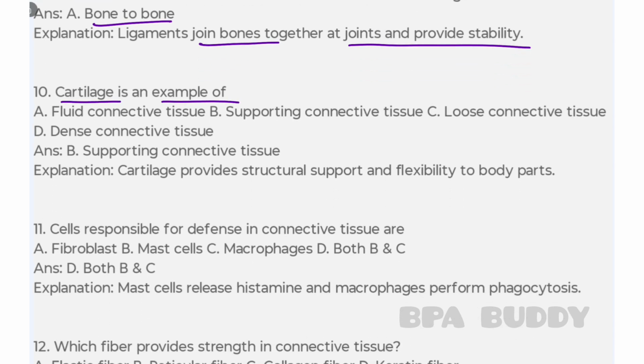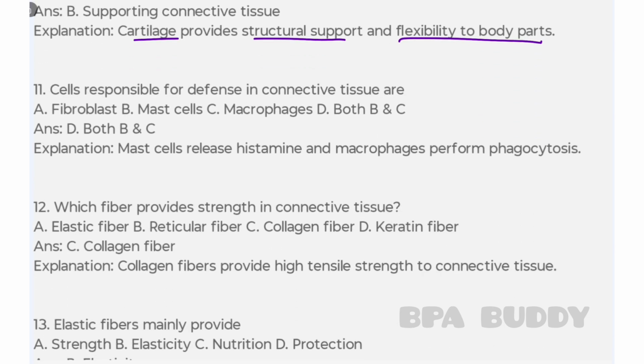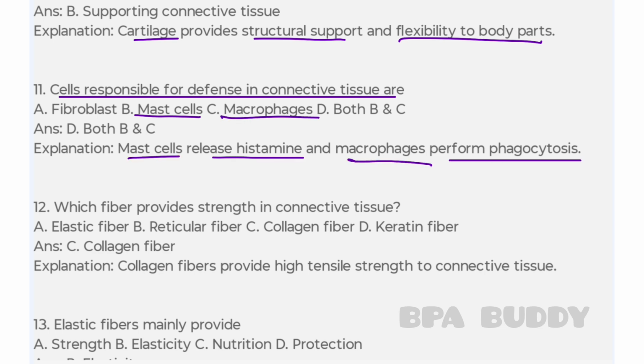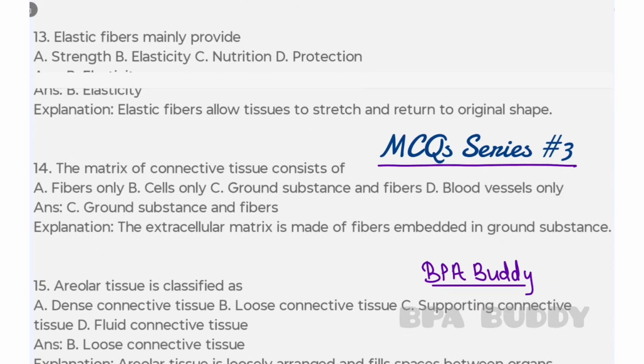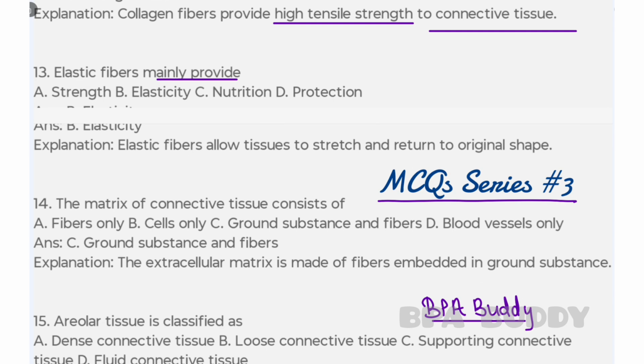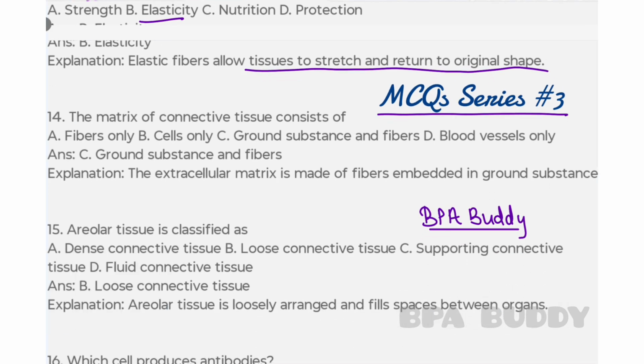Cartilage is a perfect example of supporting connective tissue. Cartilage provides structural support and flexibility to the body parts. The cells responsible for defense in connective tissue are mast cells and macrophages. Mast cells release histamine and macrophages perform the function of phagocytosis. Which fiber provides strength in connective tissue? Collagen fibers. They have high tensile strength and they give it to connective tissue. Elastic fibers mainly provide elasticity, as the name suggests, allowing tissue to stretch and return to its original shape.